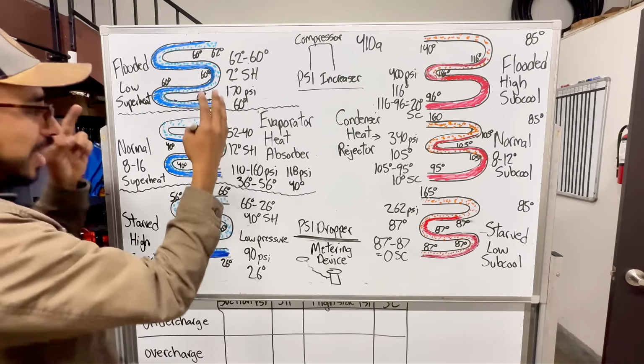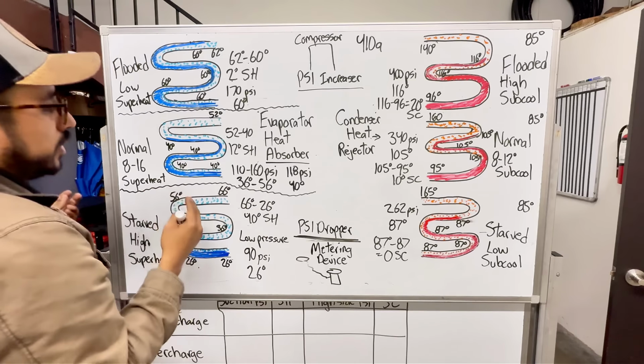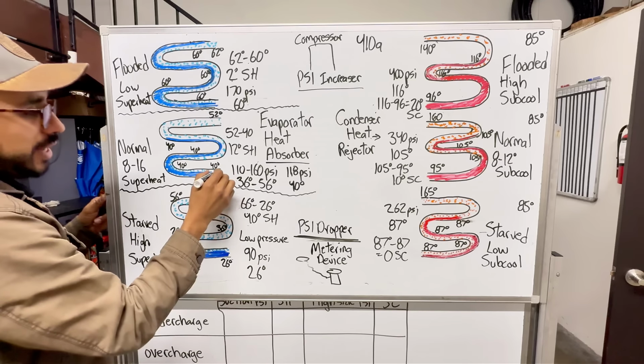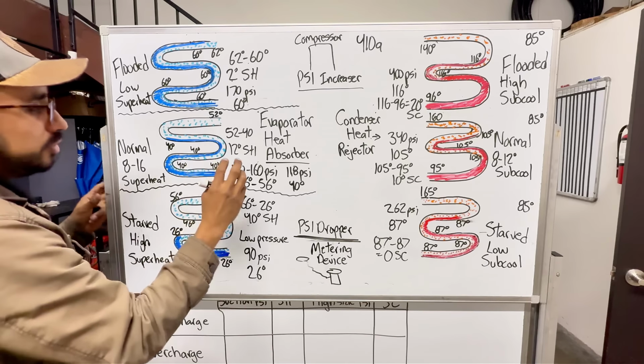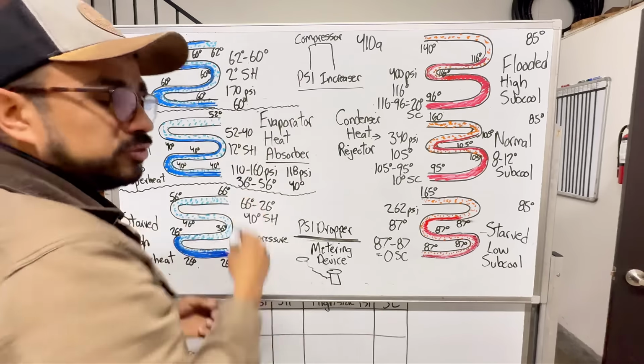Boom, we go to the evaporator. It's the heat absorber. It's absorbing heat. So right here, we've got about 80% liquid, 20% vapor. It's saturated and goes back to the compressor.